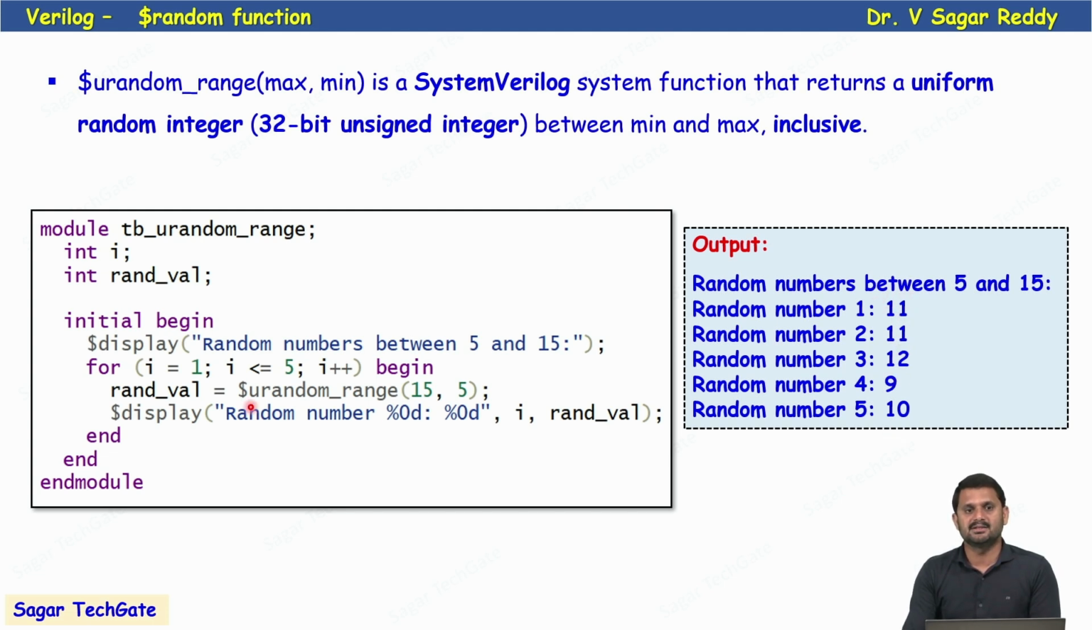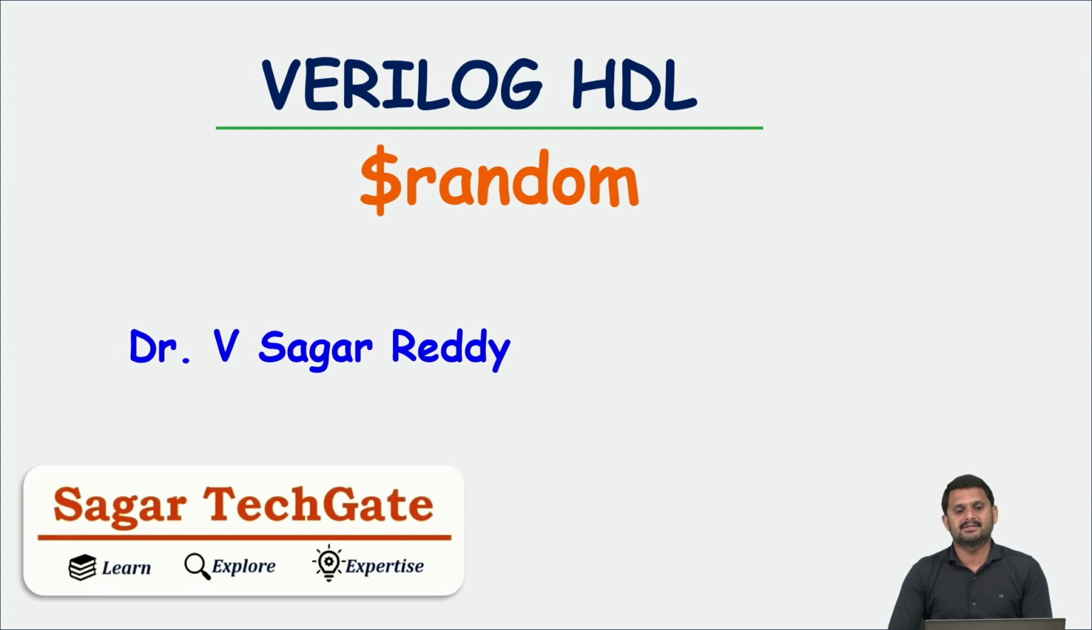So this $urandom_range returns a uniform random integer, that is a 32-bit unsigned integer, in the given range 15 and 5. Clear? It may generate 15 also, it may generate 5 also. Those min and max are also inclusive. Clear? That's it for today's video on $random and $urandom_range(max, min) in Verilog and SystemVerilog.